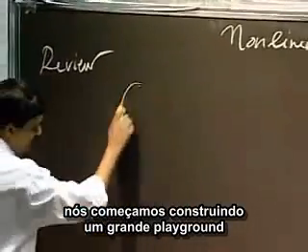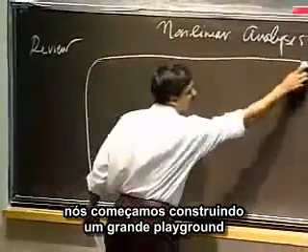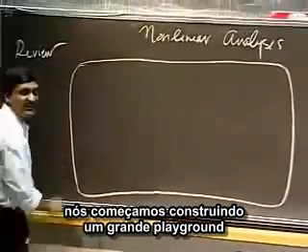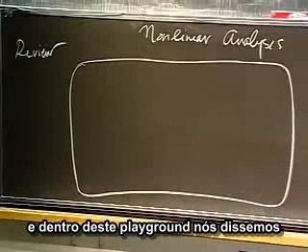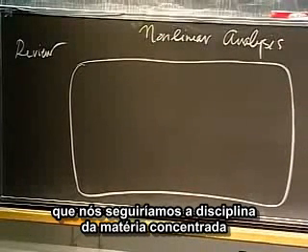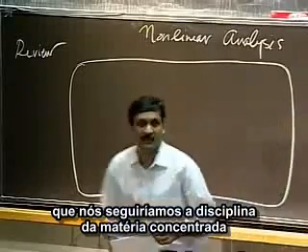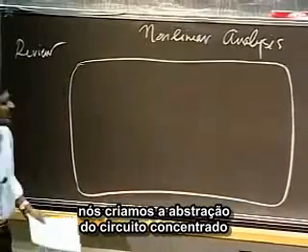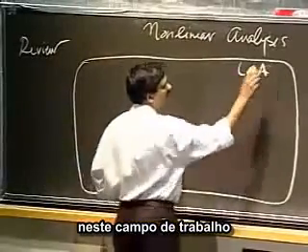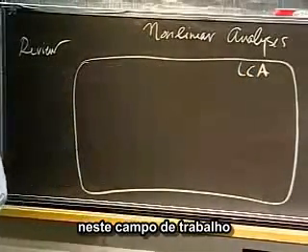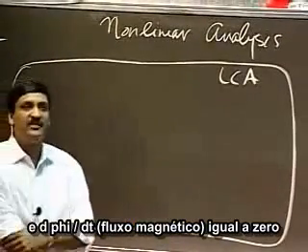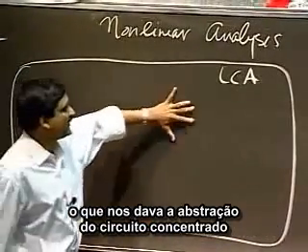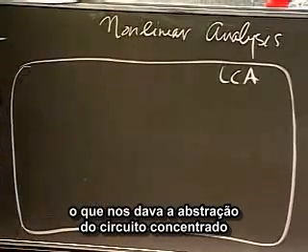So we began by building a great little playground, and within that playground we said that by enforcing upon ourselves the lumped matter discipline, we created the lumped circuit abstraction. So within that play field, we assumed that we had dq by dt and d phi by dt to be 0. And so that gave us the lumped circuit abstraction.